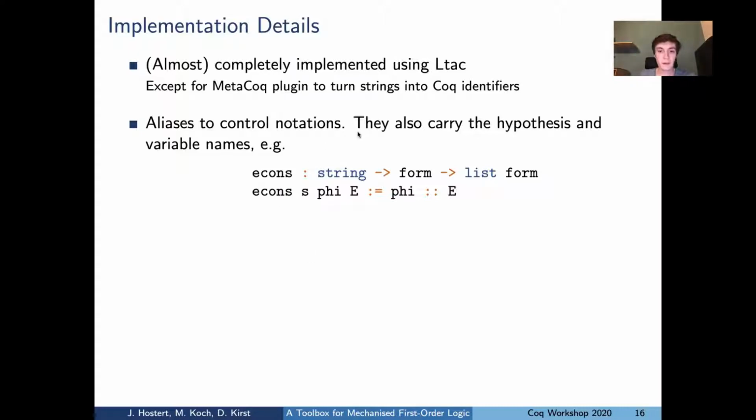For instance, we have an alias for the cons operation on lists, which takes a string as an extra argument, which then gets printed as the name of the hypothesis in the context.